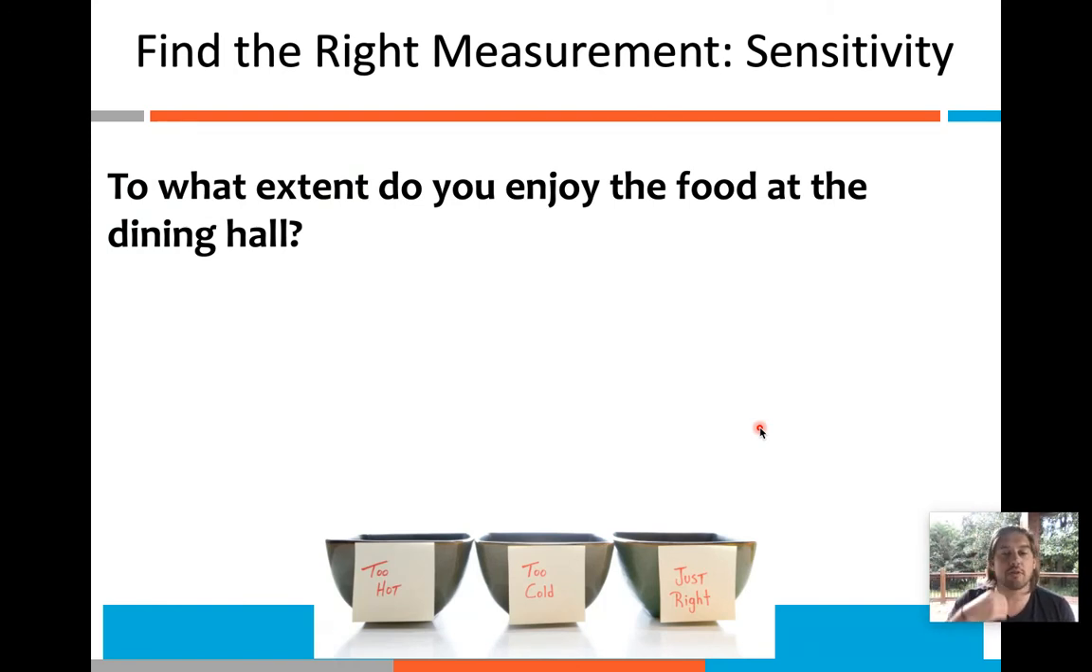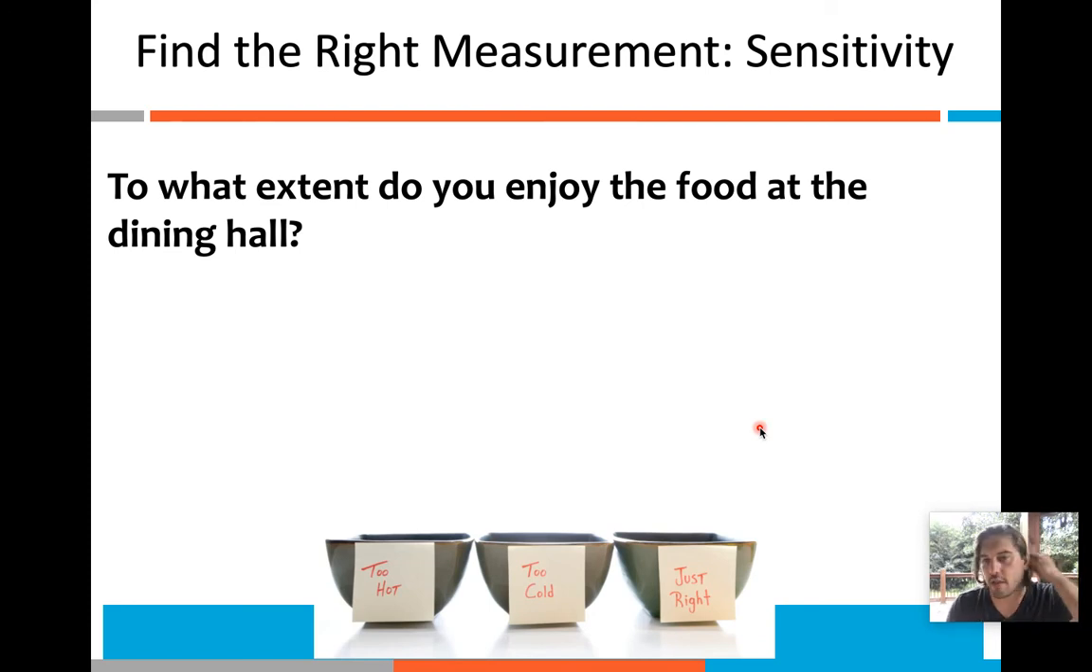So now we're going to talk about just a couple more finishing touches on issues of measurement. We're going to touch on measurement sensitivity. So you can think of this as how fine-grained of an analysis you make with a measurement.